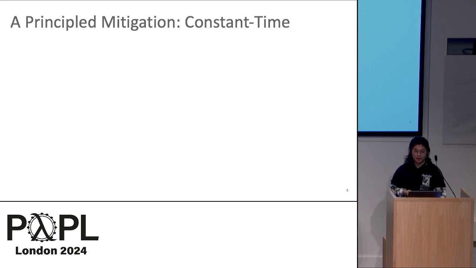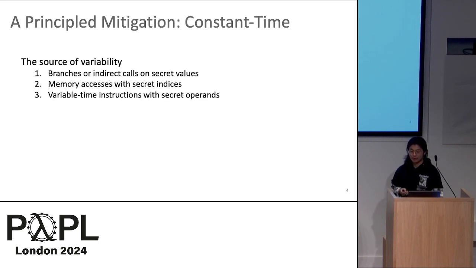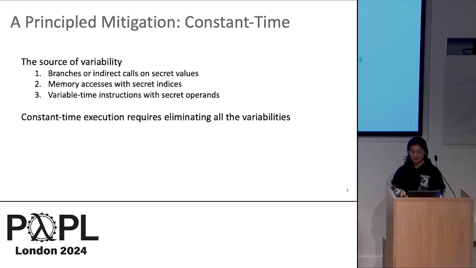Prior work proposed constant time to address this problem. Since the attack arises from resource usage variability, previous researchers pointed out three sources of variability. First, branches and indirect calls on secret values. Second, memory accesses with secret indexes. Third, variable time instructions with secret operands. At a high level, constant time execution requires eliminating all these variabilities in your program so that the execution of the program is independent of the secret.